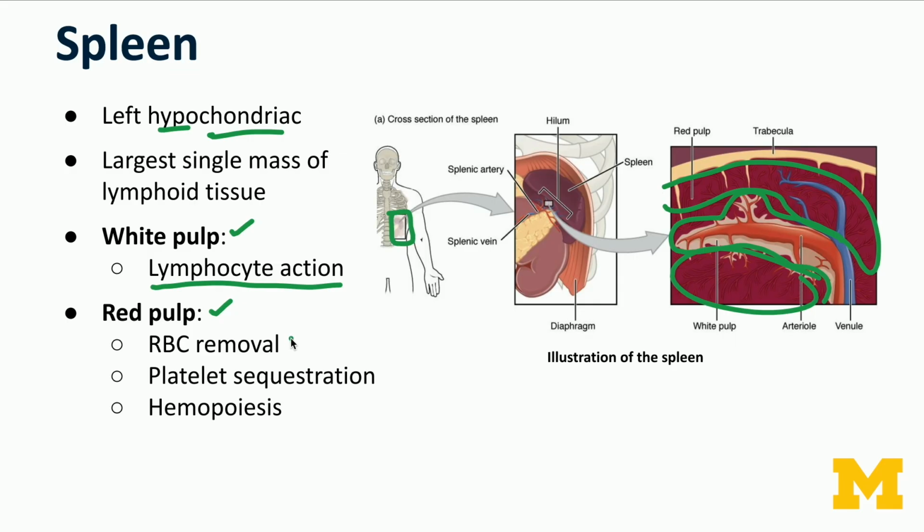So we'll have erythrocytes being removed when they become defunct. Platelets can be stored or sequestered in the red pulp, and we also have the ability for hematopoiesis or hemopoiesis within the red pulp of the spleen. So dual duty, both lymphatic and cardiovascular functions for this particular organ.